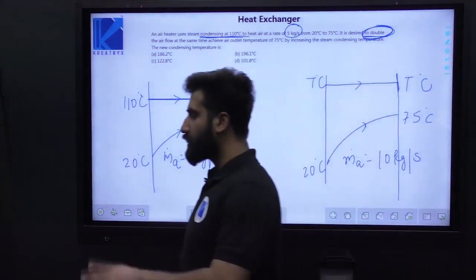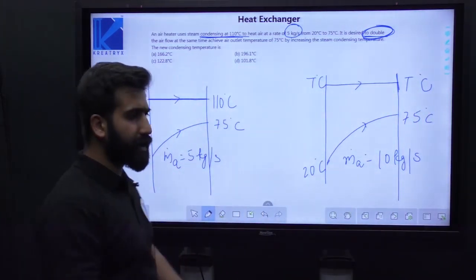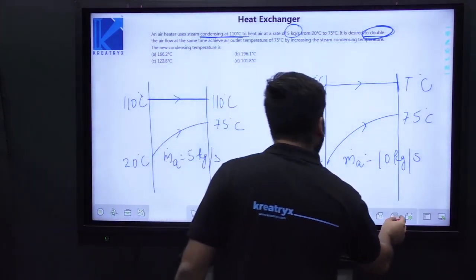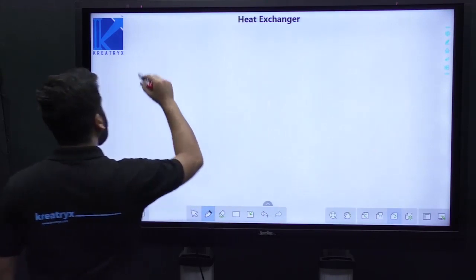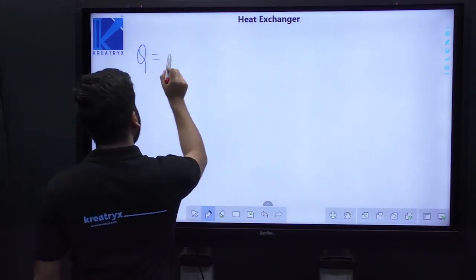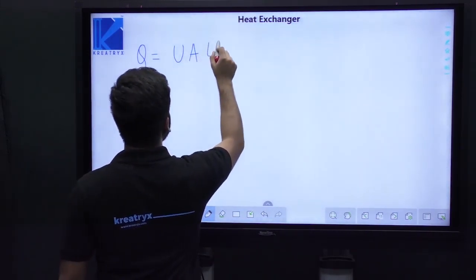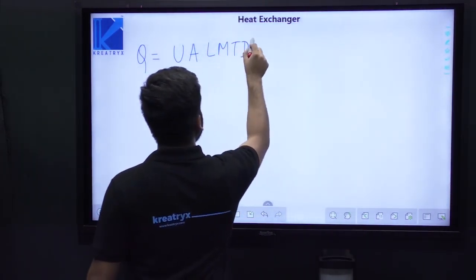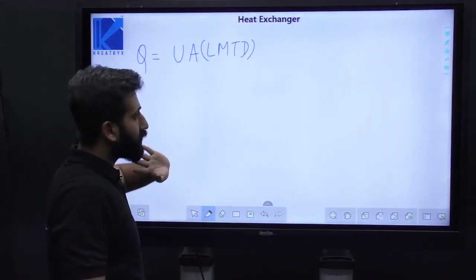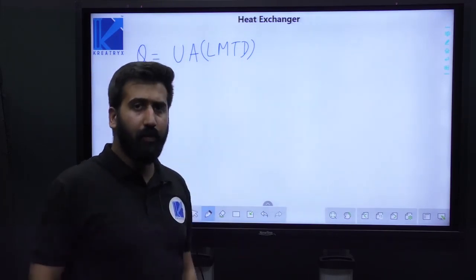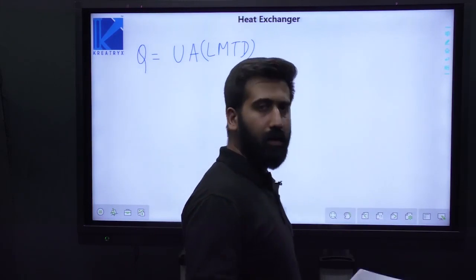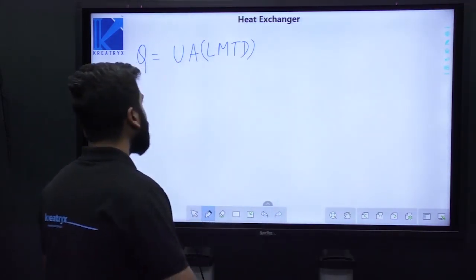Okay, so in this question we again have to apply the simple basic funda of energy conservation. We have these three formulas for the heat transfer in a heat exchanger. First one is UA LMTD. This gives me the overall heat transfer rate in a heat exchanger, where U is the overall heat transfer coefficient, A is the area of the heat exchanger available for heat transfer, and LMTD is the log mean temperature difference.